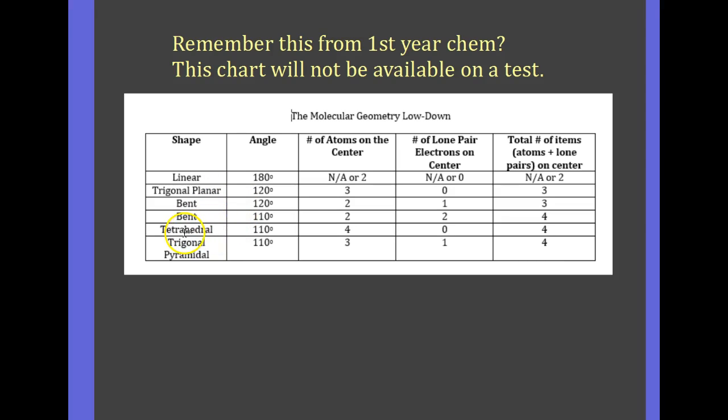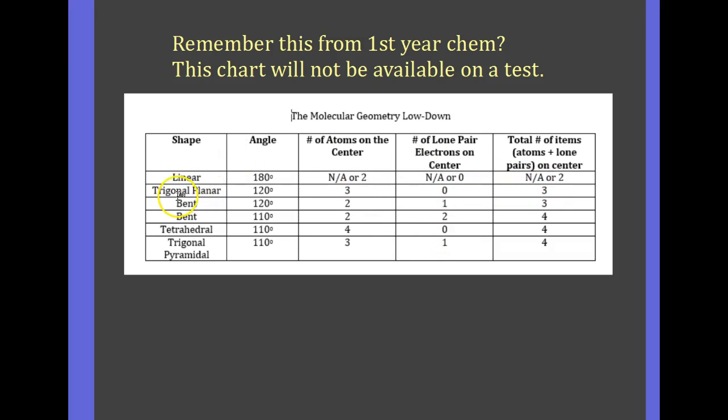Tetrahedral, remember tetra means four, so it has four parts. Tetrahedral is always at 110 degrees, and then the trigonal pyramidal is 110 degrees. And in this, we had the number of atoms on the center, NA means not applicable, and the number of lone pair electrons on the center, not on the atoms that are attached to the center, but the things on the center. And if you notice, 3 plus 0 adds up to 3.